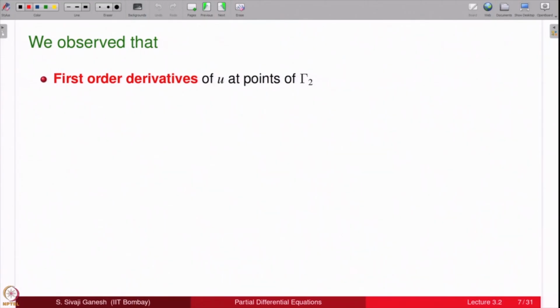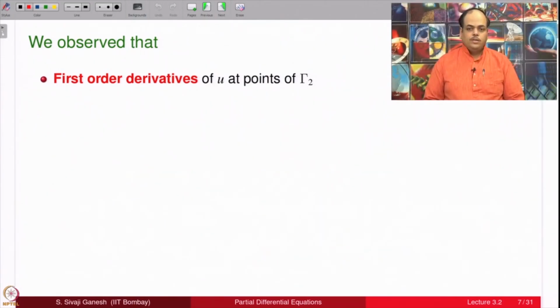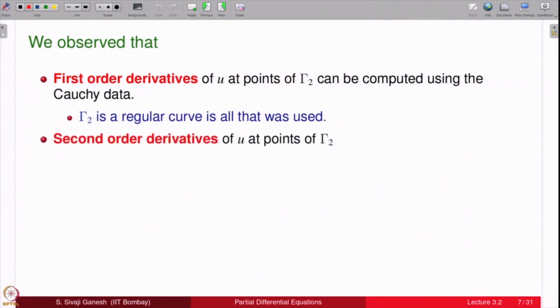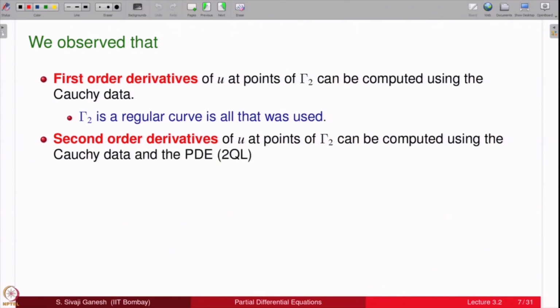This is often called Cauchy data along gamma 2. We observed that the first order derivatives of u at points of gamma 2 can be computed using the Cauchy data. For that, all that was needed is that the curve gamma 2 is a regular curve. Then we also tried to compute second order partial derivatives of u along the curve gamma 2. It can be computed using Cauchy data, and now we have to involve the partial differential equation as well. So, using these we can solve, but one more condition was to be met: delta of s is not equal to 0.